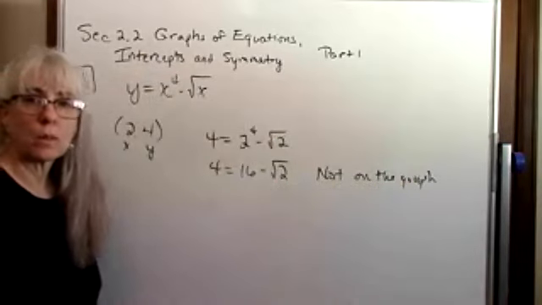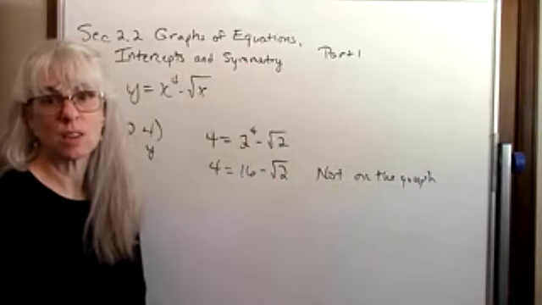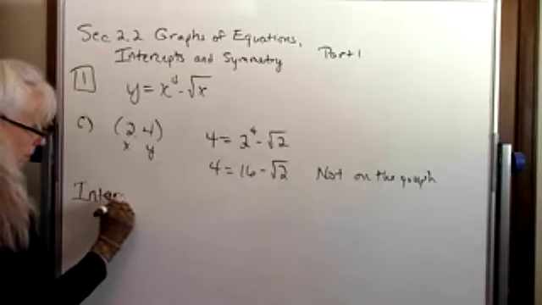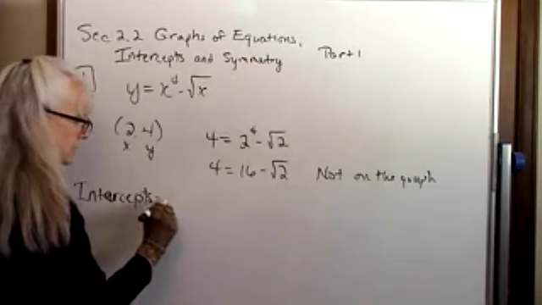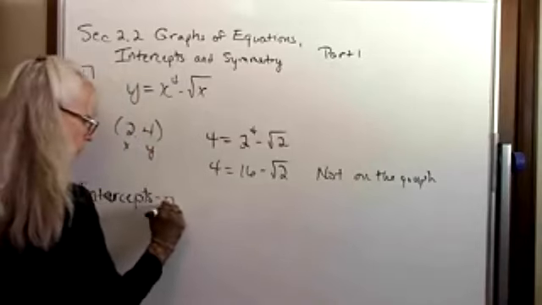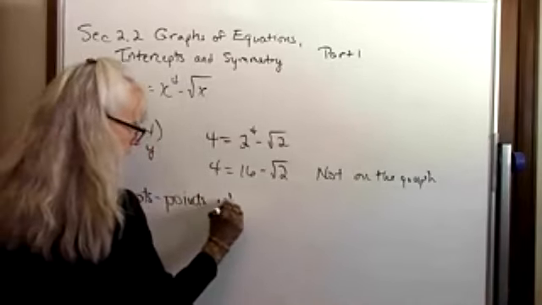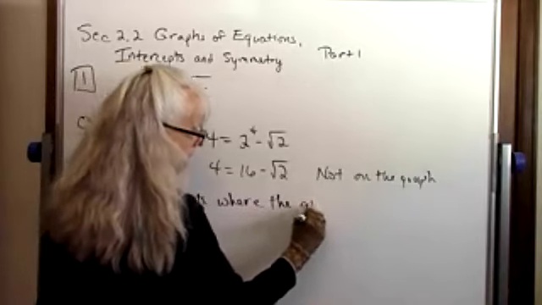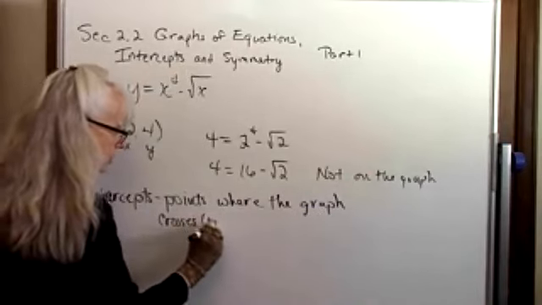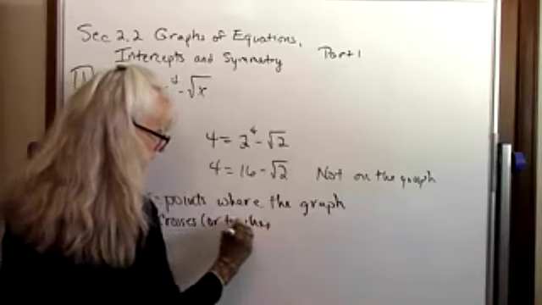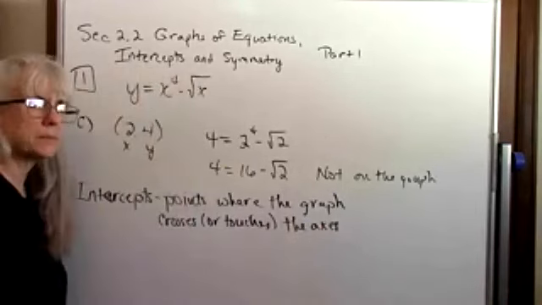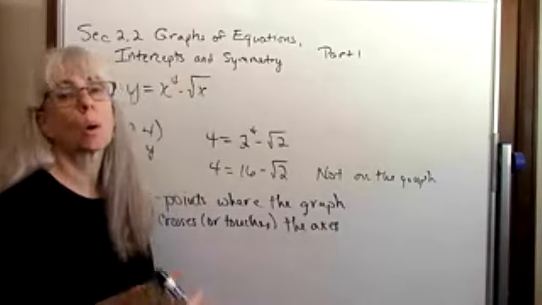So when you start graphing, one of the most useful pieces of information you can have are the intercepts. So what are the intercepts? Well, the intercepts, by definition, are the places, now let's do points, here are the points where the graph crosses, and I'm going to put in here or touches the axes. So we'll have x-intercepts and we'll also have y-intercepts, and it's a place where the graph is either going to cross those axes or it might touch those axes.